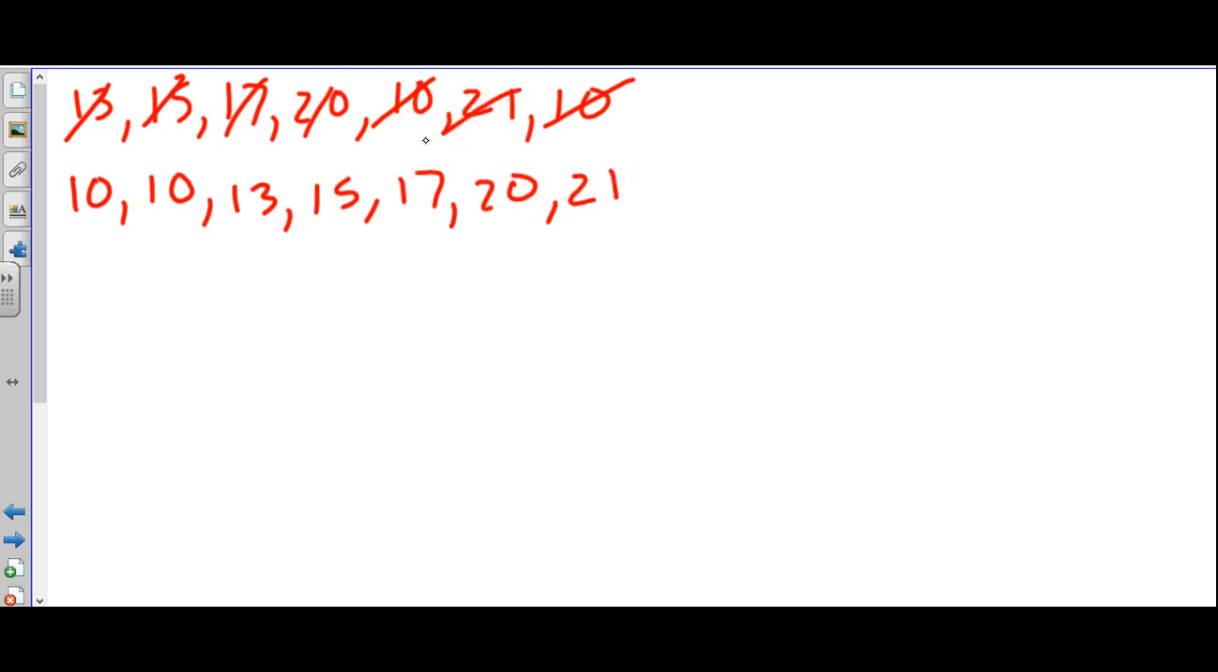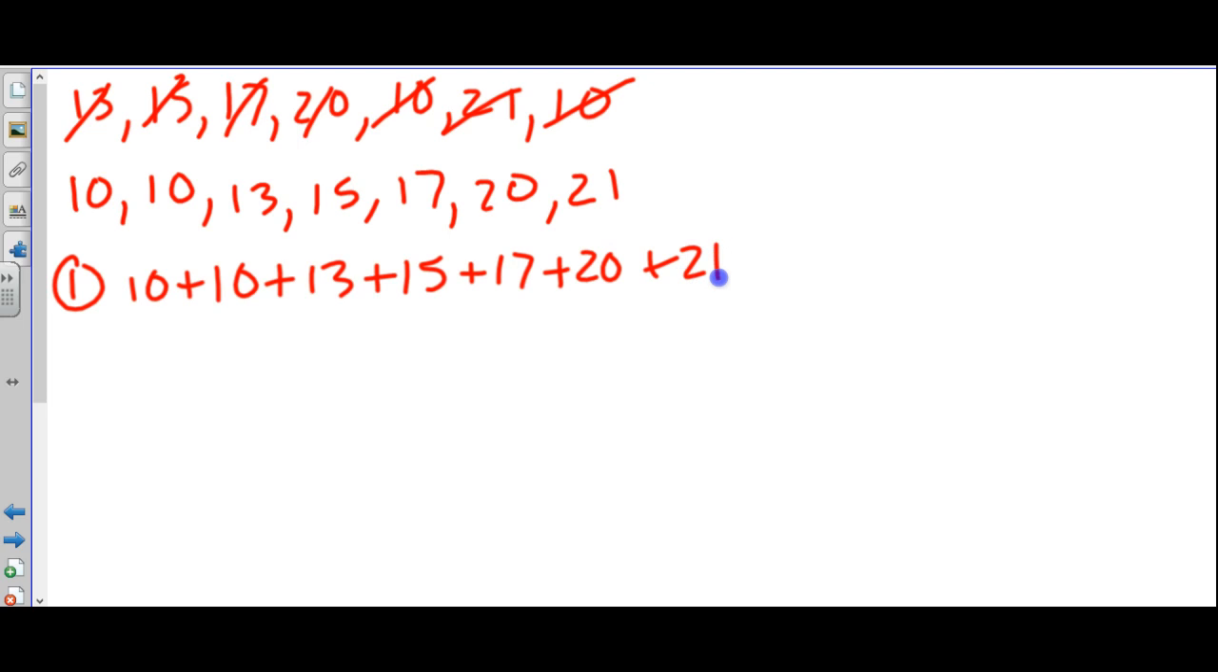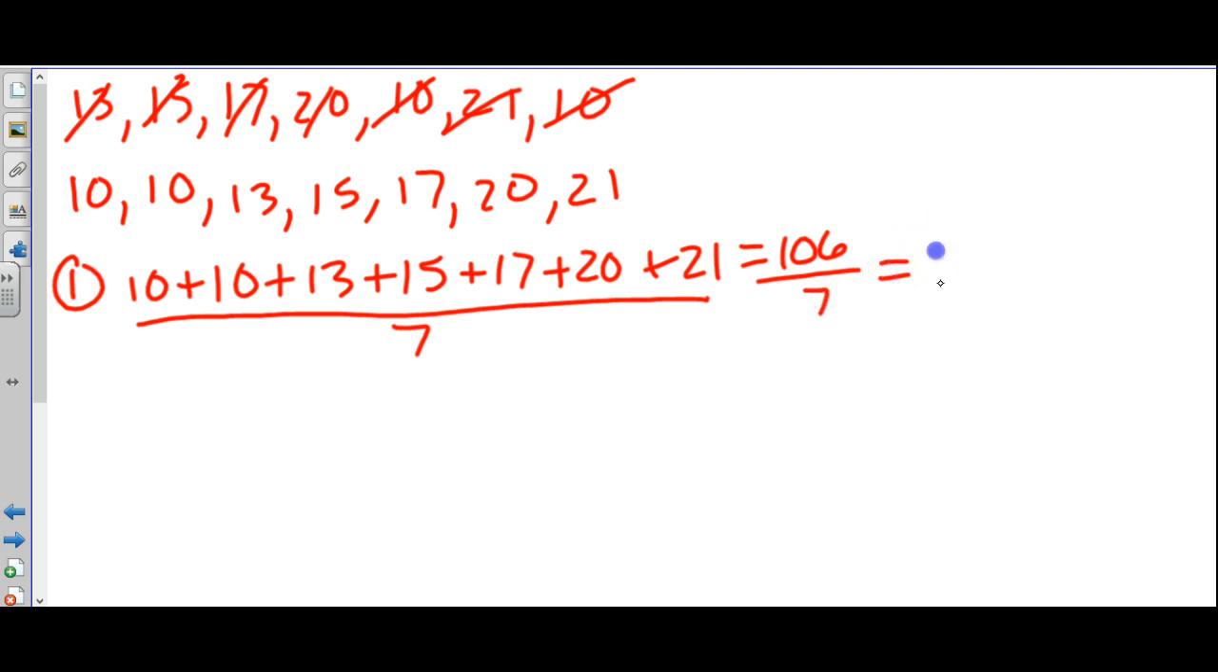We need to find the mean. We are on step 1 right now. So to find the mean, I'm going to add all of these up, which is 106. And I'm going to divide them by however many there are. So just counting, we have 1, 2, 3, 4, 5, 6, 7 numbers we're working with. So divided by 7 is 15.1, approximately.